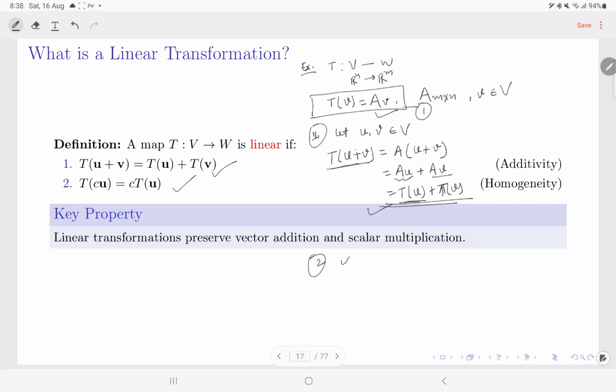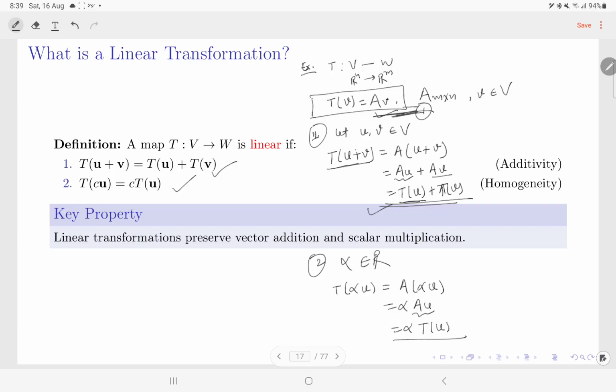What about the second property? Let alpha come from your field. Of course, I have already said that by default the field is R for all this while I am solving any problem in this assignment or giving any example. So now T of alpha u, use the definition again. So A alpha u, and this alpha is a scalar, so it can come outside of A u. What is this? This is from your definition, alpha T u. Hence the second property is satisfied. That means your given transformation is linear.